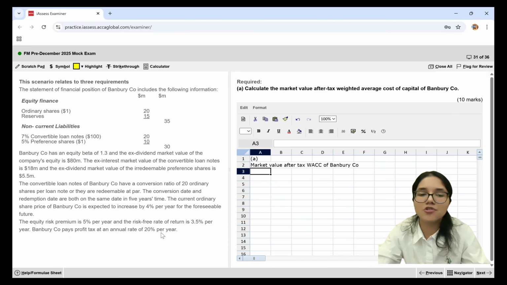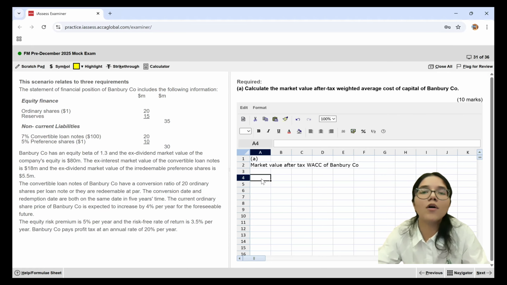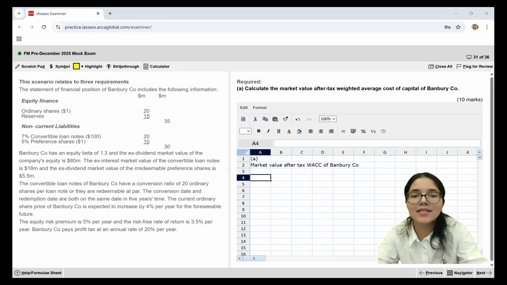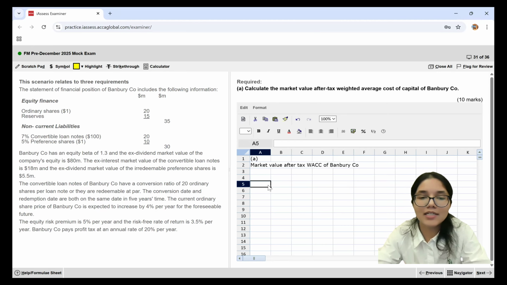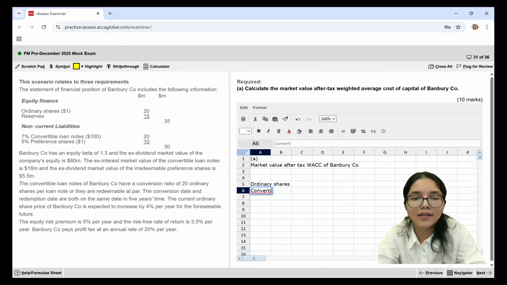So I have all the information that I need to be able to calculate the market value weighted average cost of capital for Banbury Company. So what I'll do is I'll first find out the costs of the different sources of finance which Banbury Company is using. So what I can do is I can create a rough layout for my final answer, wherein for my WACC I will first lay down the source of finance which I'm talking about. So firstly, let's talk about ordinary shares. Then I will consider for my convertible loan notes, and then lastly I will talk about my preference shares.